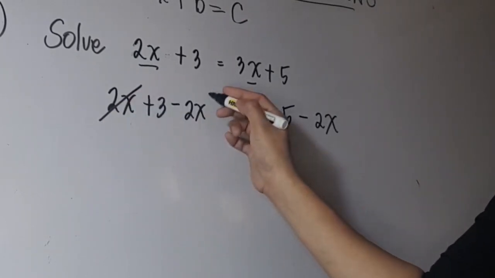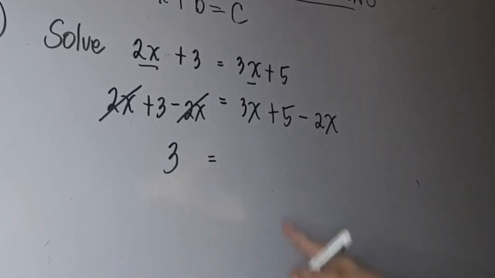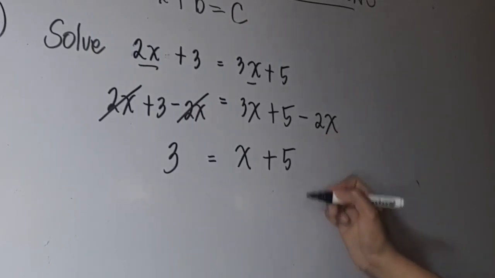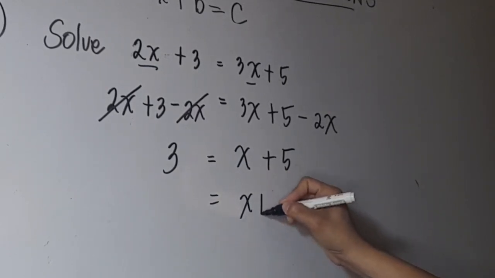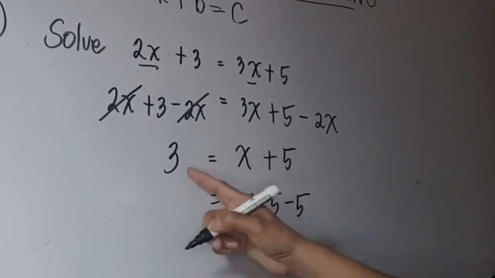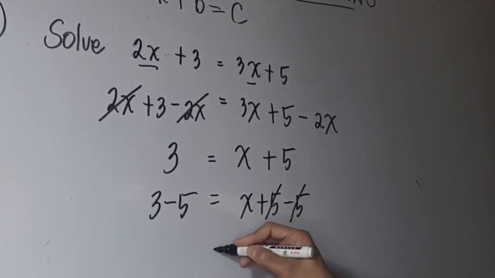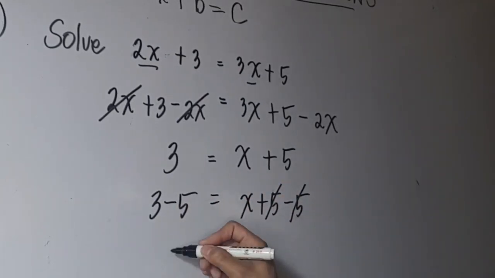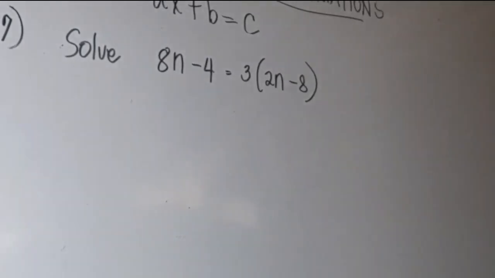So we have positive 2x, negative 2x is cancelled. So we have 3 is equal to 3x minus 2x, which is x plus 5. Isolating the variable again, we have x plus 5. What shall we do? Minus 5. Same here, 3 minus 5. So 5 and 5 is cancelled. So x is equal to what? What is 3 minus 5? It's equal to negative 2. So the value of x is negative 2.